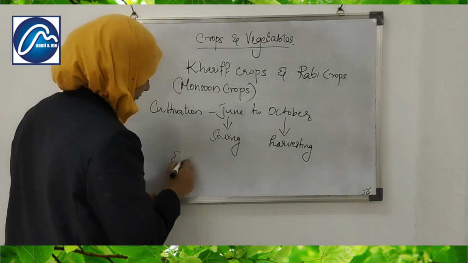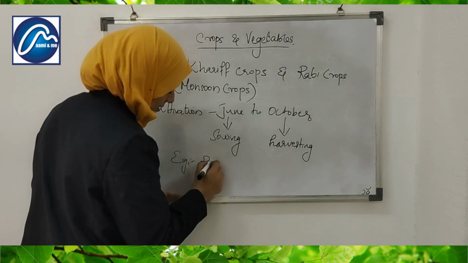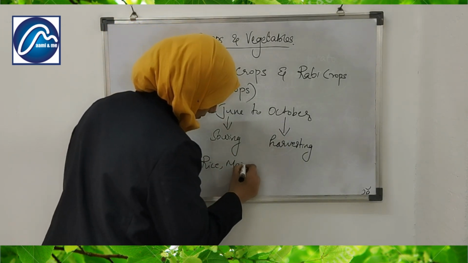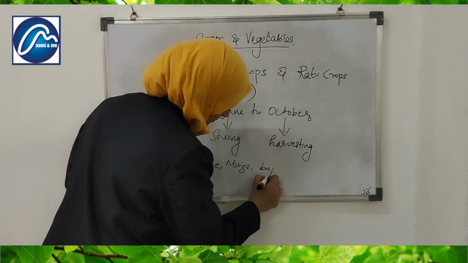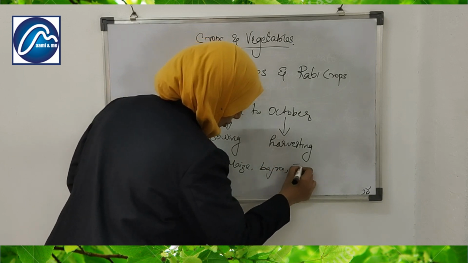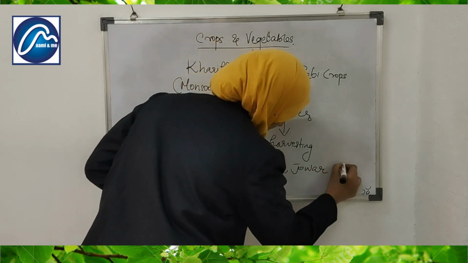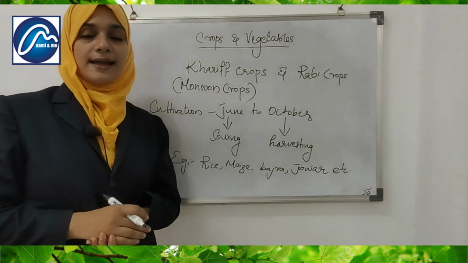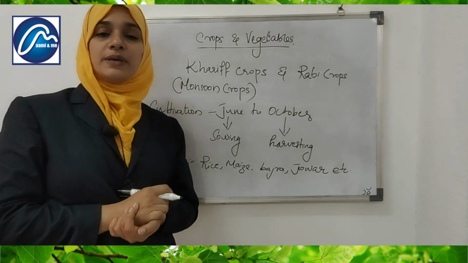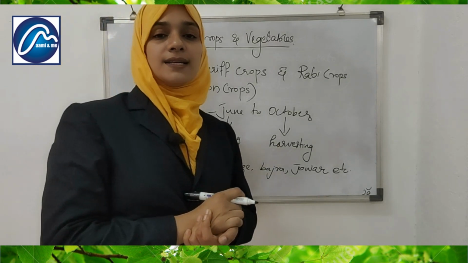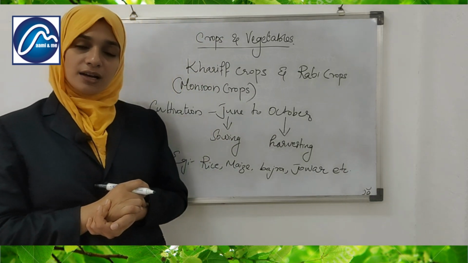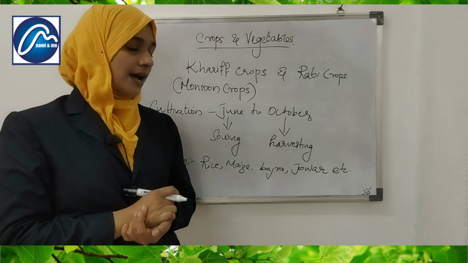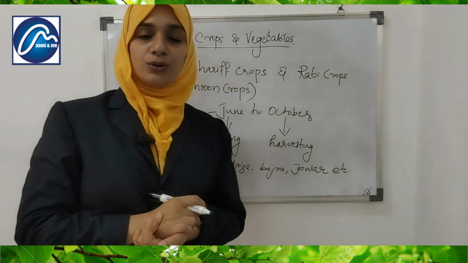Examples of these kharif crops are rice, maize, bajra, jowar, etc. So, these kharif crops are also known as monsoon crops because these seeds are sown during the monsoon season and harvested in the monsoon season. Okay? The sowing and harvesting take place between June and October.